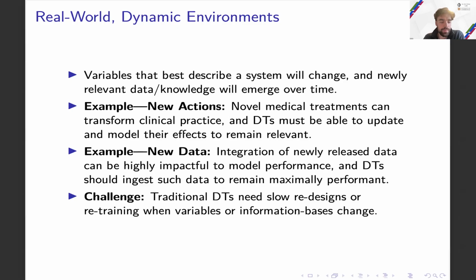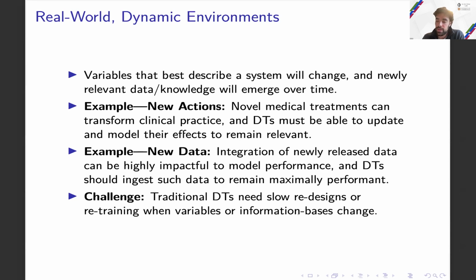An example of when the variables describing a system may change in medicine is when a novel treatment is approved for use by some regulatory body, which we would then want a digital twin of a patient to be able to simulate responses to. This is essentially a new variable that has suddenly become relevant to the system that we are trying to model.